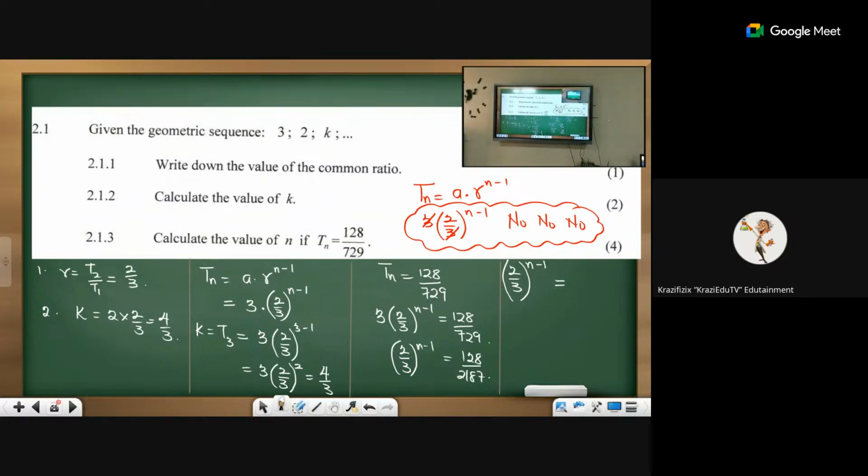Did you guys get that? Let me know if you got that. If you didn't get that, I need to take it slowly. 2 to the power what? 7. Can you do the same thing for 2187? It should give you 3 to the power 7. Yes.